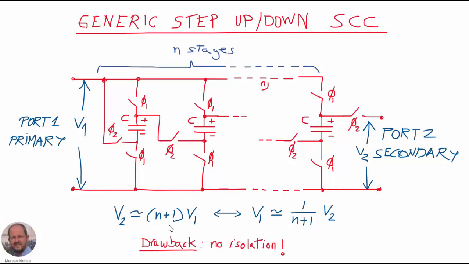And it can operate bidirectionally. However, we have an important drawback in this converter, which is that we don't have isolation as in a regular transformer. So this terminal here at the input is connected with this other terminal at the output, the secondary. So there is no isolation in this type of converters.